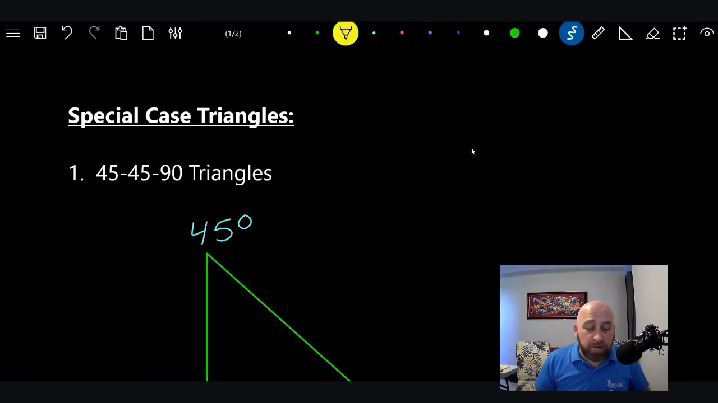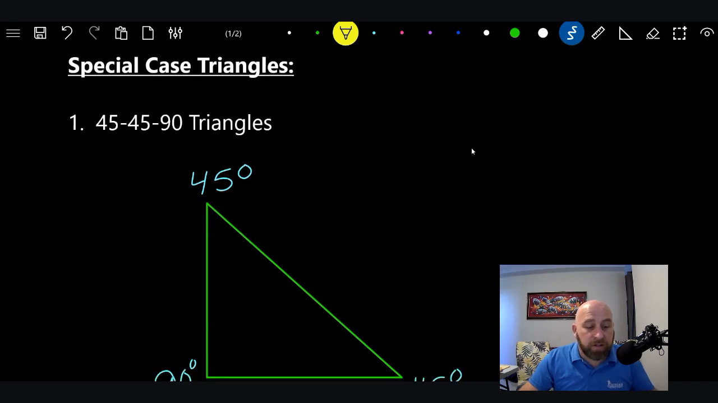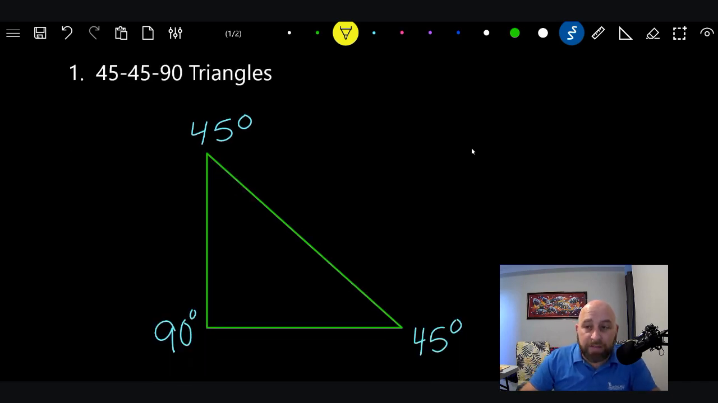But the two special case triangles are 45, 45, 90. That one's on page 416, and the next one on the next page is the 30, 60, 90. What do I mean by that? Those are the degrees. So let's look at this first one, the special case of the 45, 45, 90. Take a look down here. So in a 45, 45, 90, here's what happens.